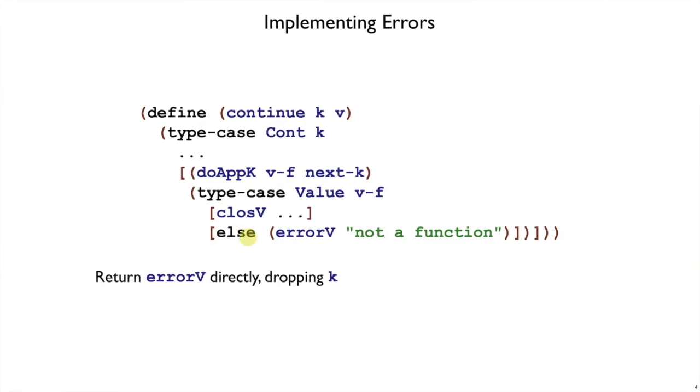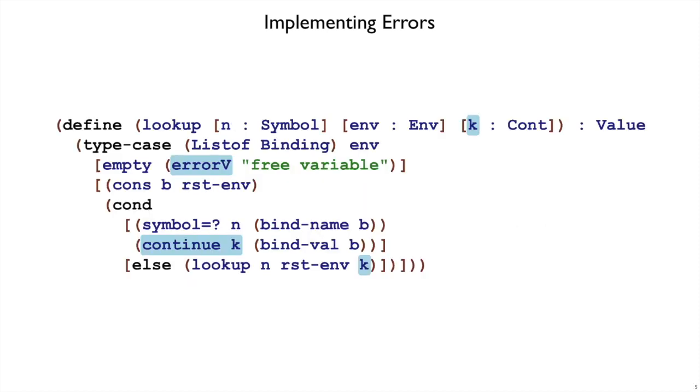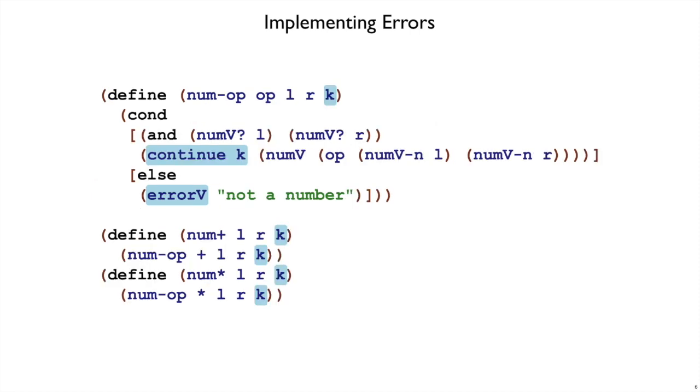So just to review what we did, we changed calls from error to error v, and we changed functions like lookup that want to return an error v to take a continuation argument. And that way the continuation argument can be used with continue when the function wants to return a normal value. Otherwise it returns error v without continuing to return an error value. And the same thing happens in num_up, just like lookup.